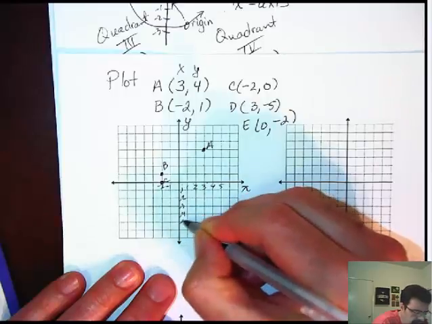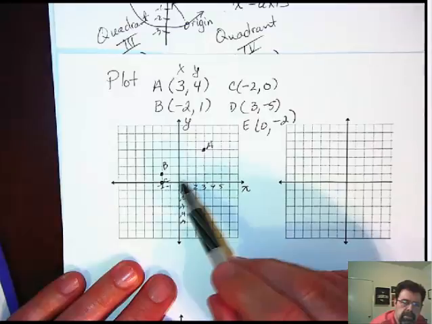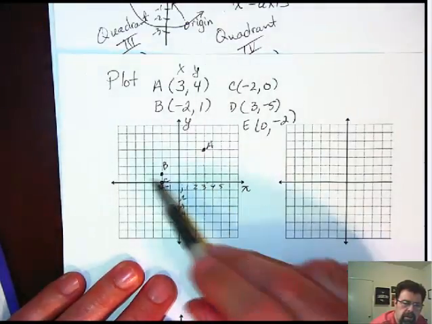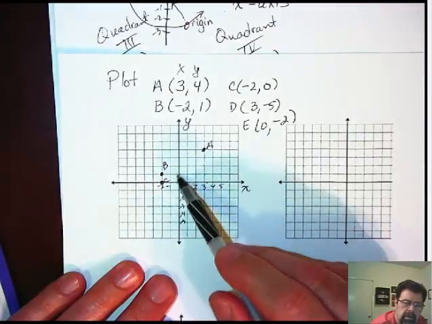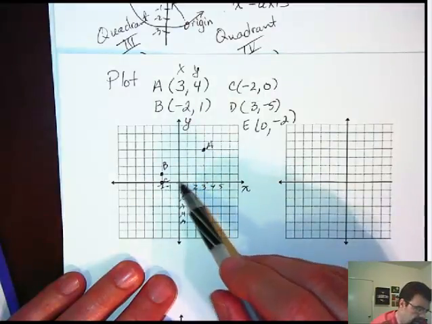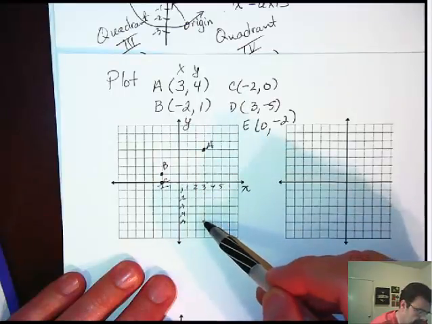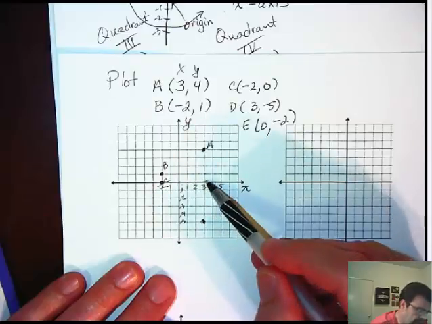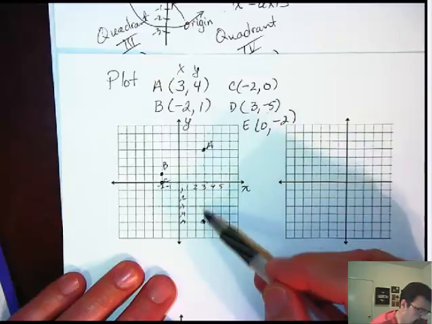Now, there are two ways to do this. You can think of it this way: the first number tells you left and right. So if it's positive, you go to the right. If it's negative, you go to the left. The second number tells you up and down. So positive, you go up. Negative, you go down. So (3, -5) would be right here. So that's one way to do it. You can count it: 1, 2, 3, and then -5, 1, 2, 3, 4, 5.